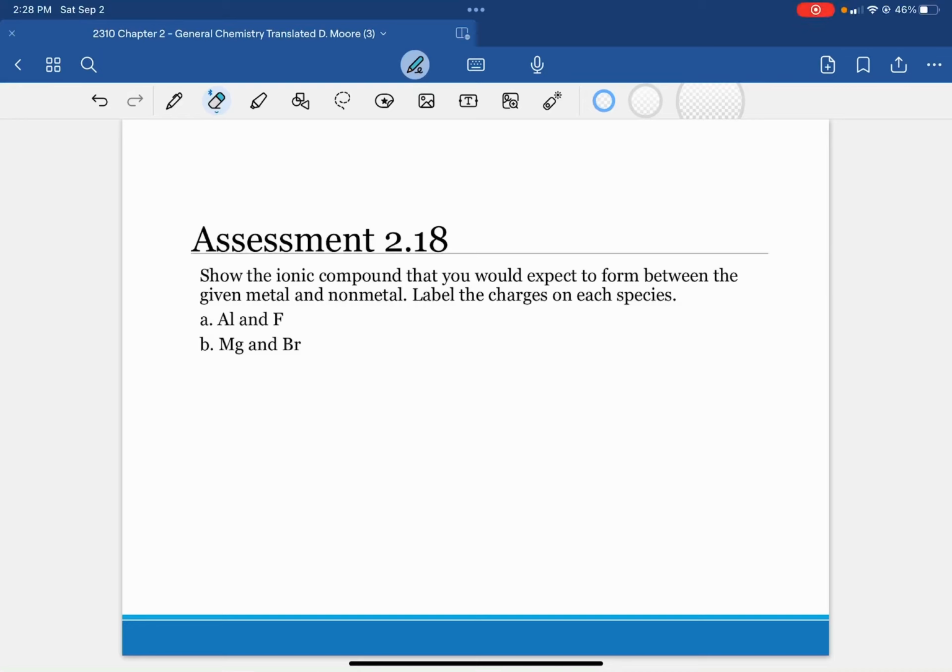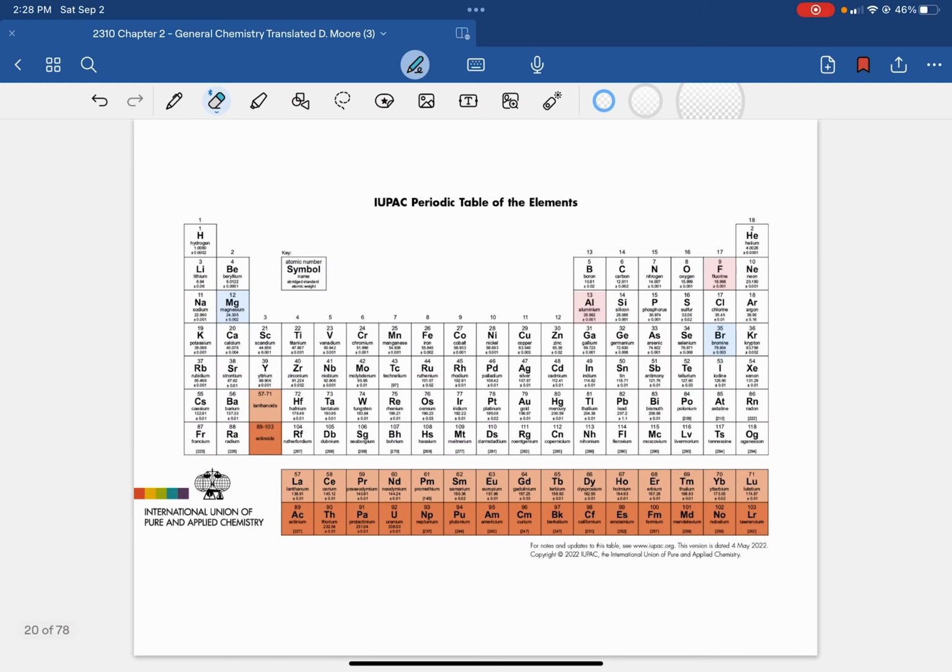Assessment 2.18 reads, show the ionic compound that you would expect to form between the given metal and nonmetal. Label the charges on each species. Letter A is aluminum and fluorine. Aluminum sits in group 3A, so the charge is +3 or 3+. And fluorine sits in group 7A, so the charge is -1.